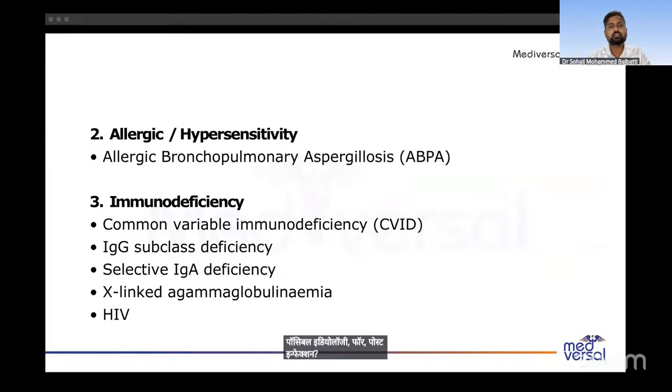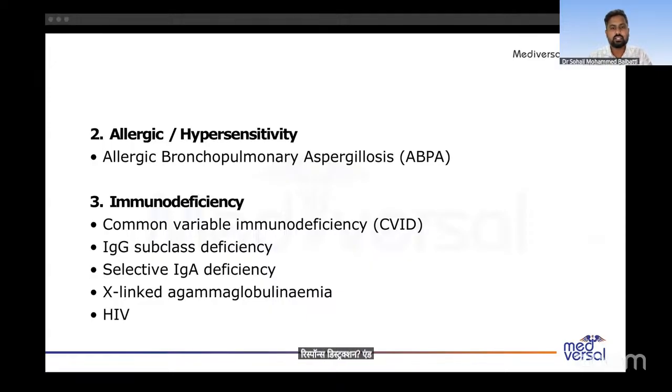Coming to the second important cause is allergic bronchopulmonary aspergillosis. It is a hypersensitivity reaction to the fungus Aspergillus. Here, Aspergillus is not doing anything. It's an ubiquitous organism which is present in the normal environment. When a hypersensitive individual inhales this fungus, there is a hyperimmune response, and because of that, there will be a collateral or a parallel destruction of the airways that is seen in allergic bronchopulmonary aspergillosis.